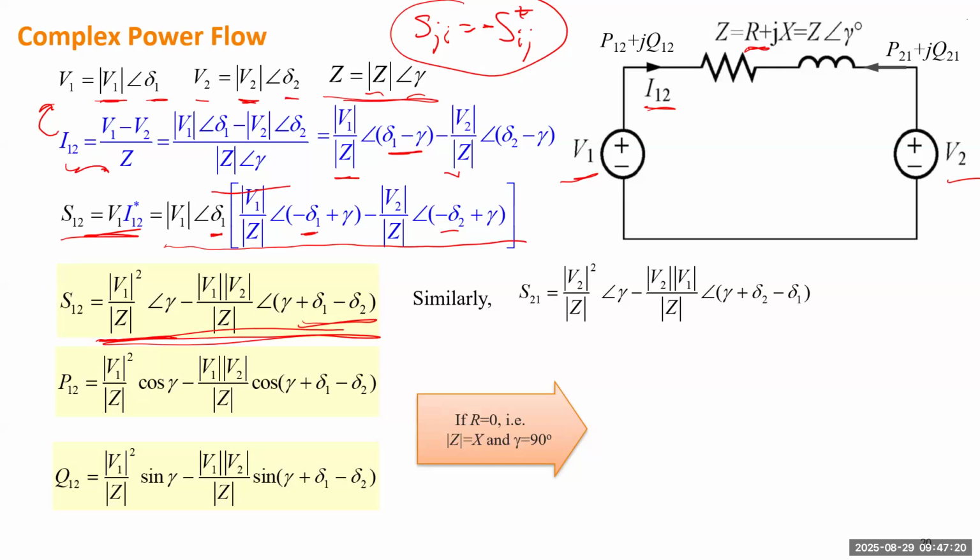Let's just assume R to be 0, which is a lossless line. That will make the impedance equal to the reactance. And gamma, which is the angle of the impedance, will be 90 degrees. Okay, so what will change? Each absolute Z will become X. Gamma will become 90 degrees. Do you know what cosine of 90 degrees plus a certain angle becomes? It will become something like the sine of this angle, right?